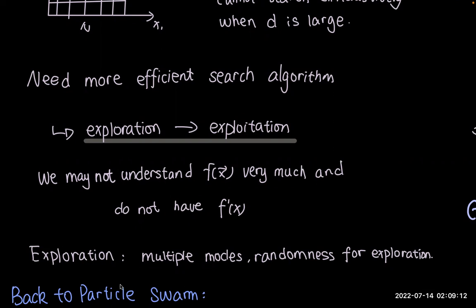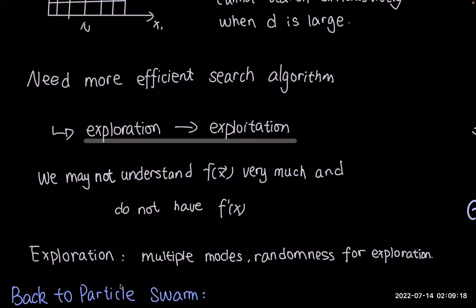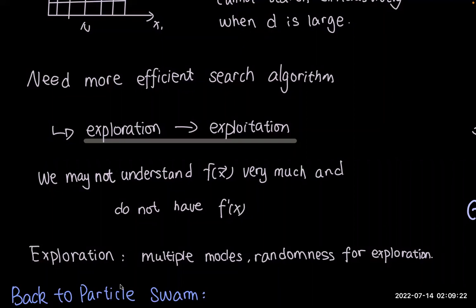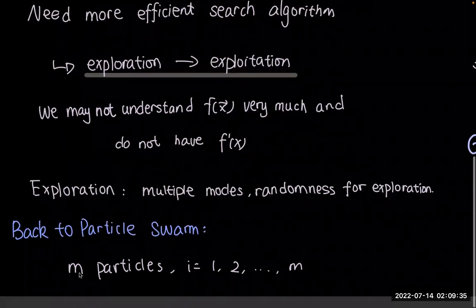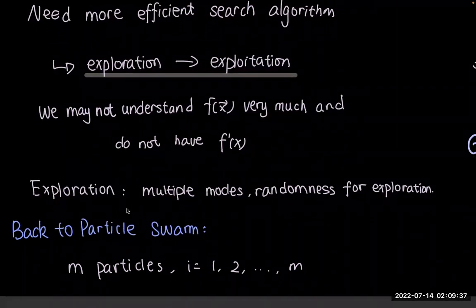And then for exploration, often we need some randomness. In fact, as we will see later, randomness is very important for integration, and it gets around the so-called curse of dimensionality. This also underlies its effectiveness for exploration. So let's go back to the particle swarm, and let's see how we combine exploration and exploitation.